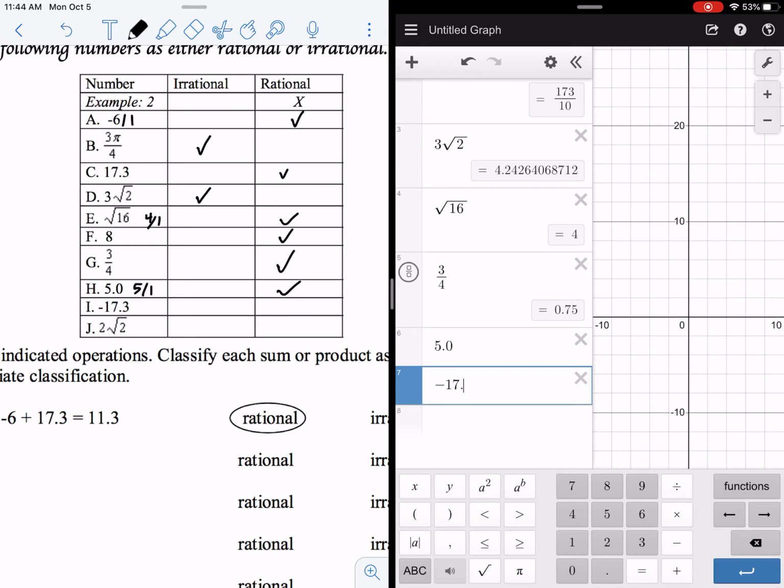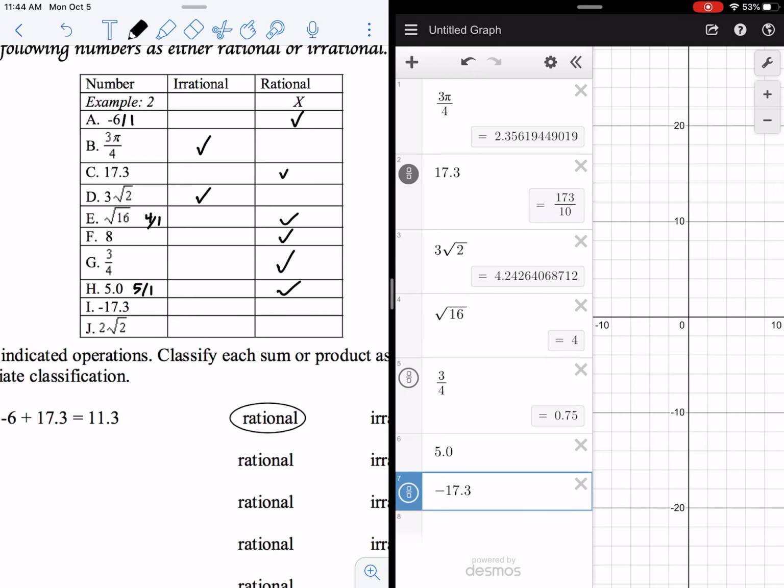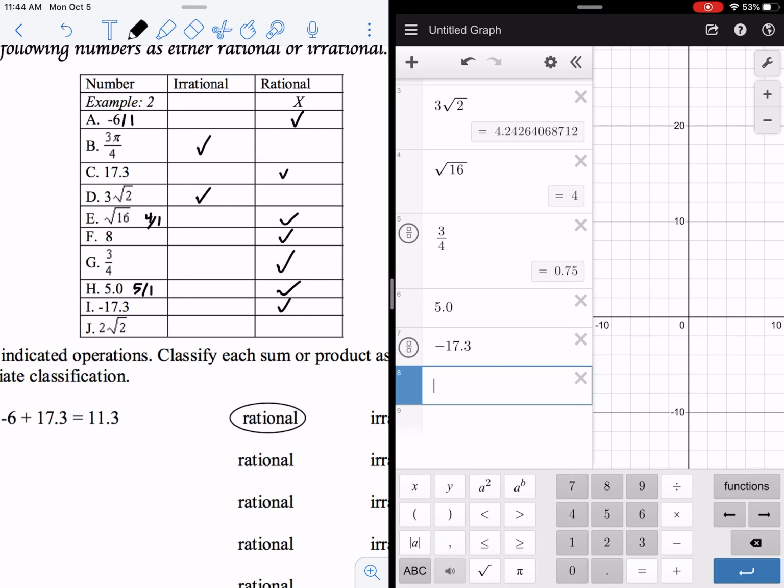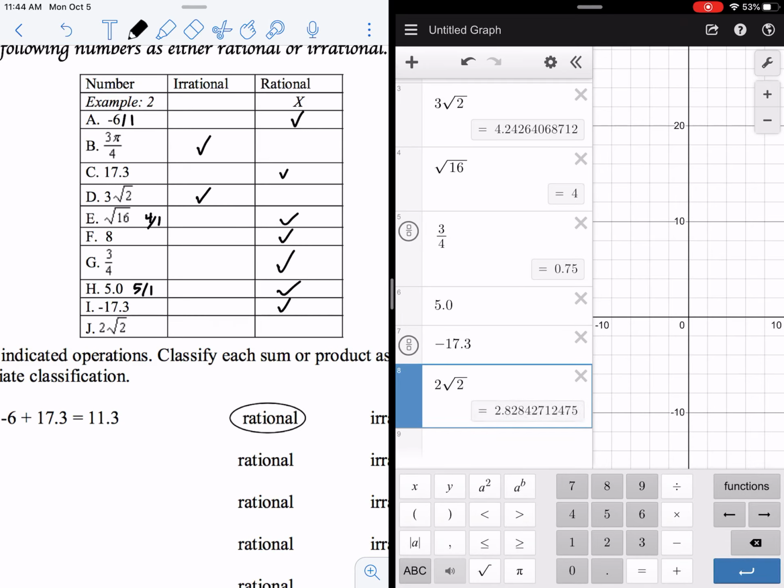-17.3. Again, it can be rewritten as a fraction, so therefore it's rational. And last but not least, 2 square root 2. No option for a fraction. It's not a pretty number, therefore it's irrational.